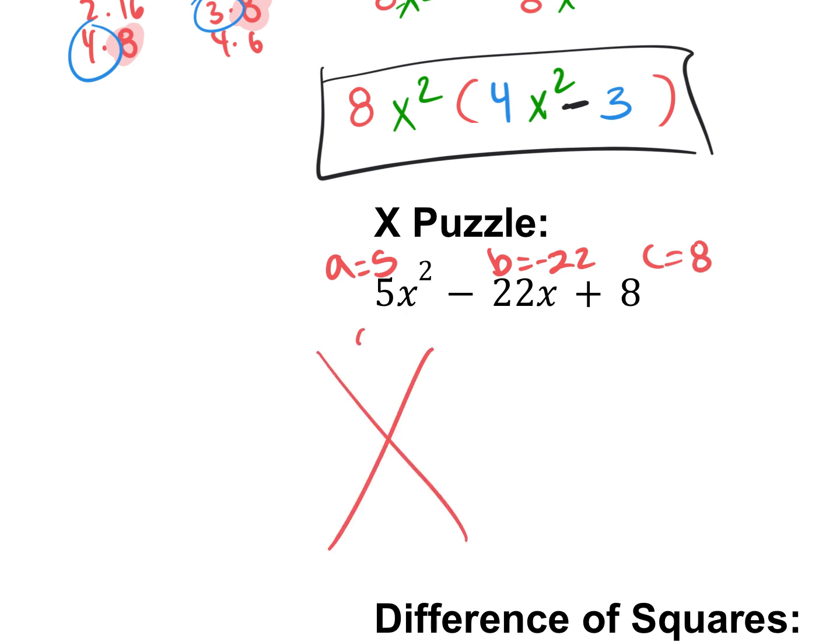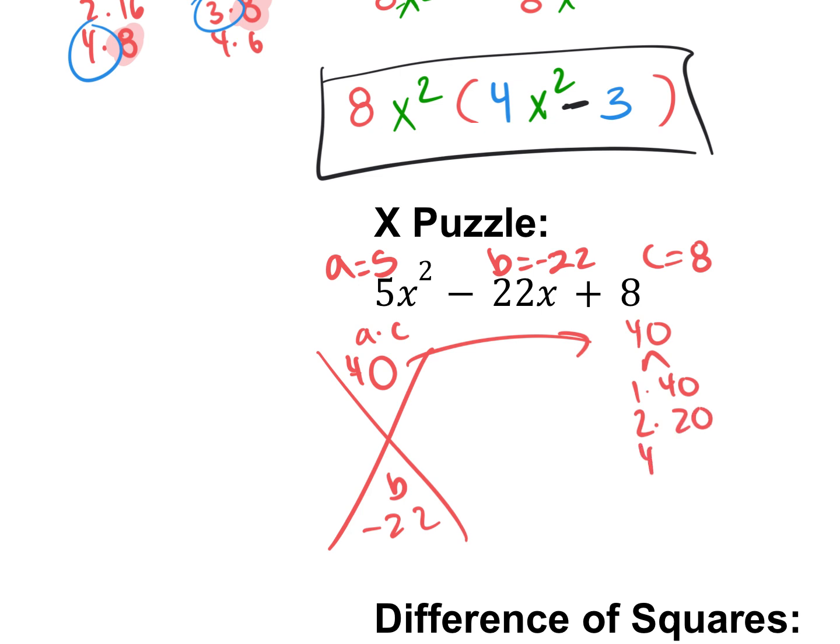You multiply A times C on top. B goes on the bottom. A times C is 40. B goes on the bottom. And then you do the factors of 40. What numbers can we multiply to get 40? 2 and 20, 4 and 10, 5 and 8.